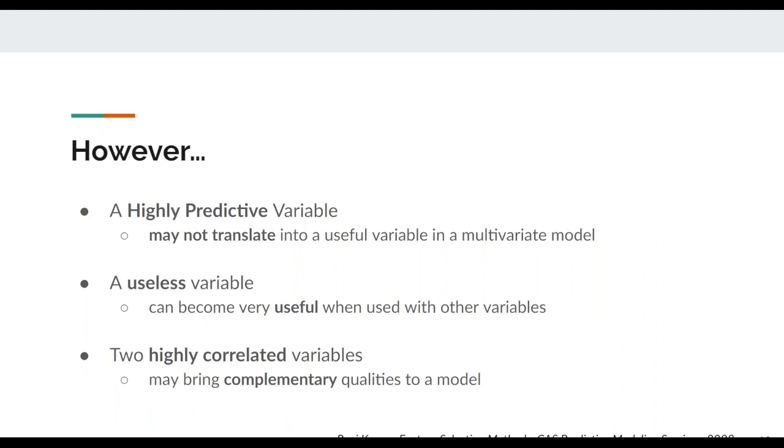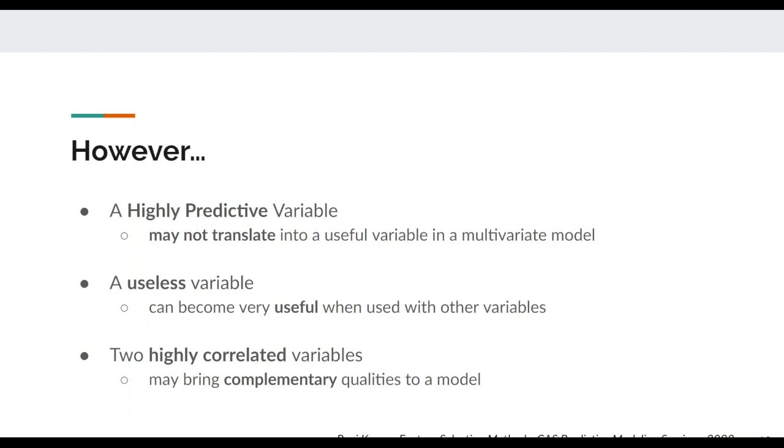That being said, there are some caveats, if you like. Sometimes you might have a highly predictive variable, but at the same time it may not translate into a very useful variable if you're talking about a multivariate model. So having a single variable really predict a class or be connected to a class may not be very useful in the long run in the model itself. At the same time, a variable that appears to be useless may become extremely useful when connected to other variables, when used in conjunction with other variables.